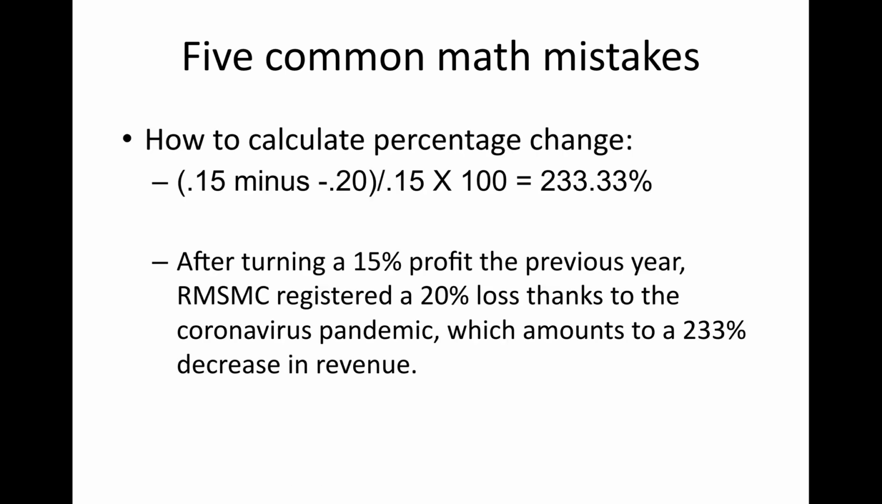You're going to calculate it the exact same way. So it's 0.15 minus negative 0.2, after you turn those percentages into decimals. Then you divide again by 0.15, or again A, the first year that you're comparing, and you'll find that it is a percentage drop of 233%. So one way you could write that is: after turning a 15% profit the previous year, RMSMC registered a 20% loss thanks to the coronavirus pandemic, which amounts to a 233% decrease in revenue.